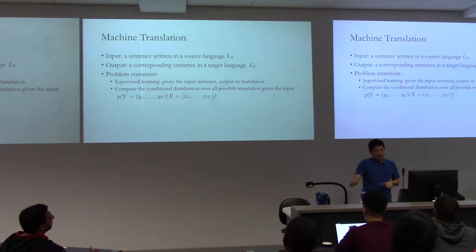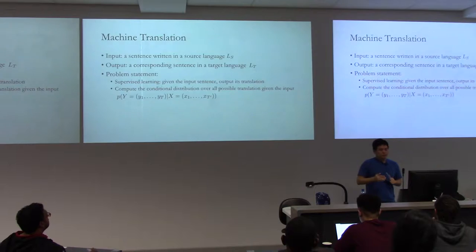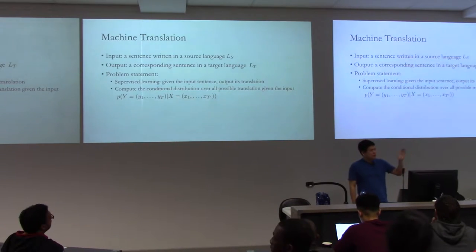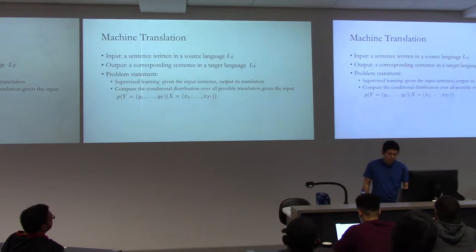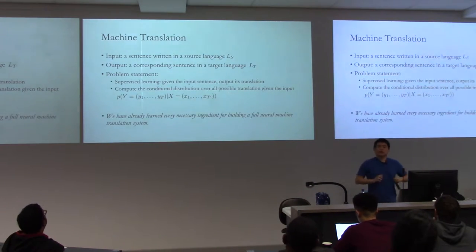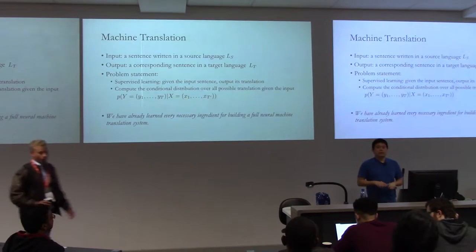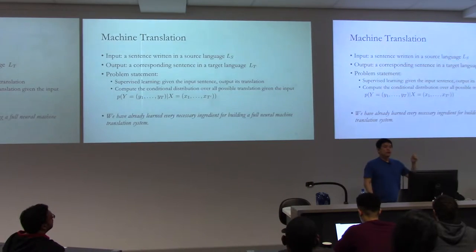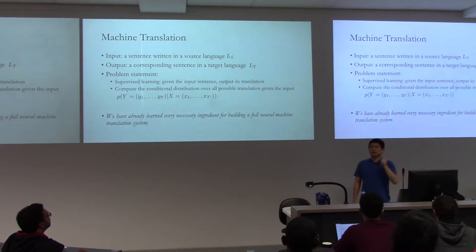This problem, as we talked about, can be cast as modeling the conditional distribution over all possible translations given the input. That is P of Y, the translation, given the source sentence X. And the interesting thing is that if you attended my lecture 2 days ago, then you already learned everything that is necessary to build a translation system. It took me some time to realize that, but if you know how to train a recurrent neural net language model, or any kind of neural language model, and you know how to get the sentence representation for text classification, all you need to do is plug them together, and you get a translation system.